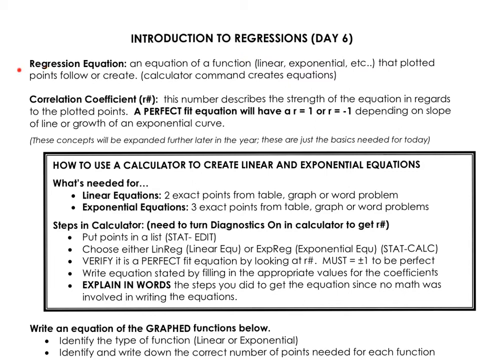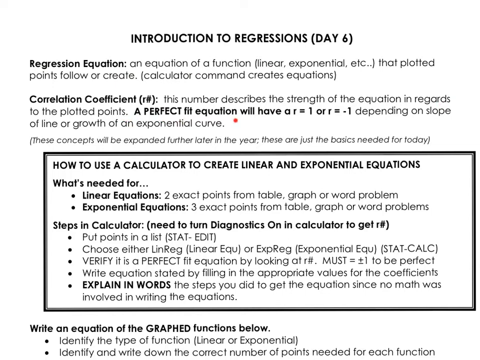So what are regressions? We have regression equations, which is an equation of a function, linear or exponential, that we've learned so far, that plotted points follow or create. The calculator command will create these equations. When we create these equations, we will see a correlation coefficient, or an R number. This number describes the strength of the equation in regards to the plotted points.